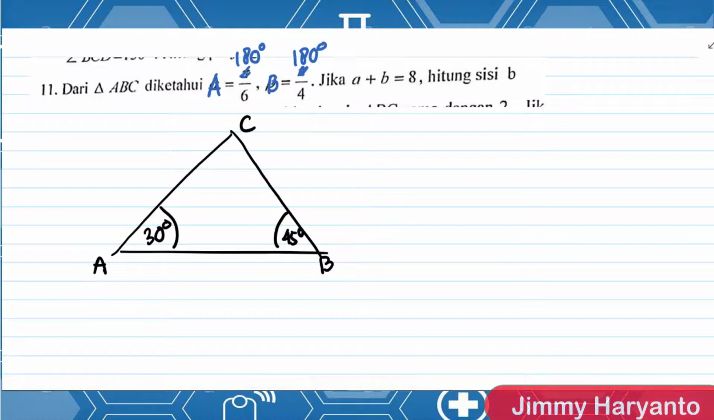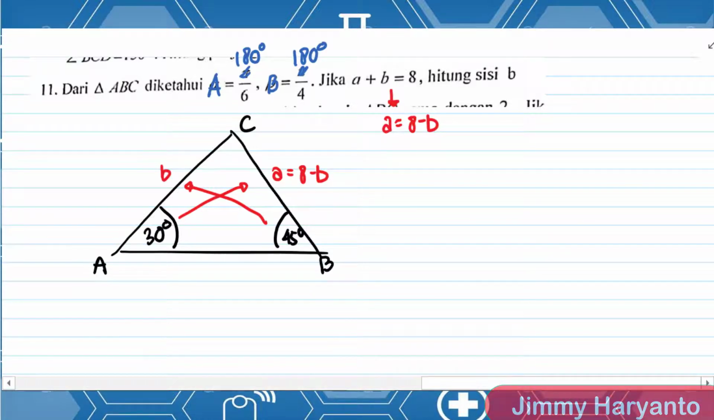Then A plus B equals 8. I will change this form into A equals 8 minus B. This one is small a, and this one is small b. Because we already have small a, I can substitute it. After that, because we have two angles, we will use the sine rule: sine 30 pairs up with a minus b, and sine 45 pairs up with b.